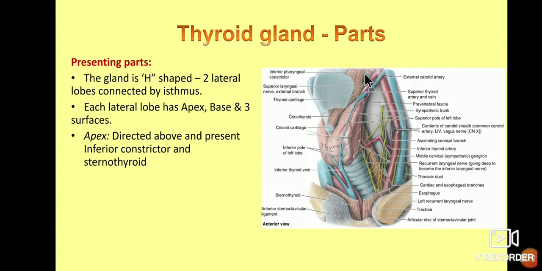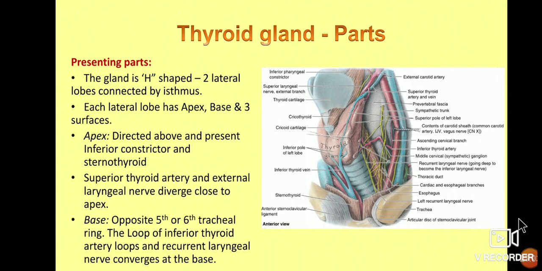The external laryngeal nerve supplies the cricothyroid muscle of the larynx. It is the only intrinsic muscle of the larynx which can be seen on the external aspect. So the apex is related mainly to the superior thyroid artery, and both the superior thyroid artery and the external laryngeal nerve diverge as they approach the gland.